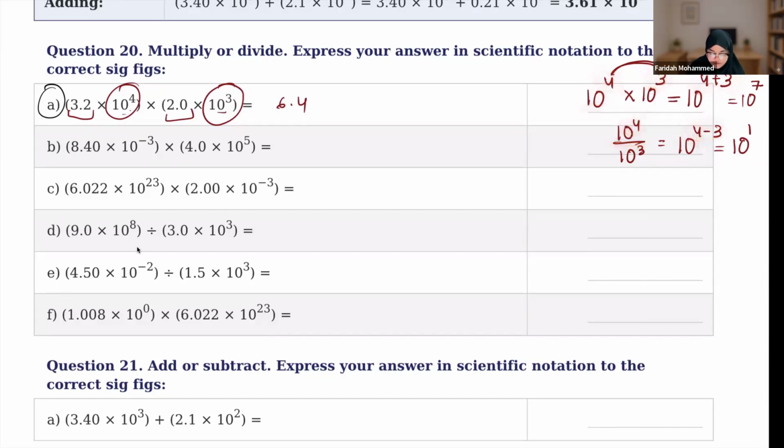So try to do these questions. You can use the calculator for some of them, but try to do 10 to the negative 3 and 10 to the negative 5. I'm going to add them. I'm going to get 10 to the power of negative 8. 8.4 times 4.0, that's going to give you what? You can do it with your calculator for this.